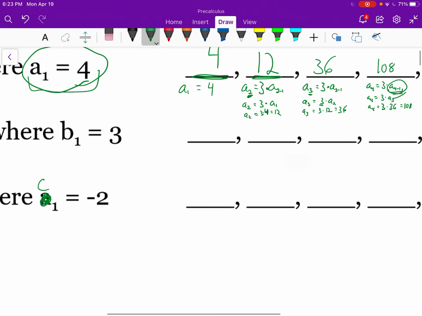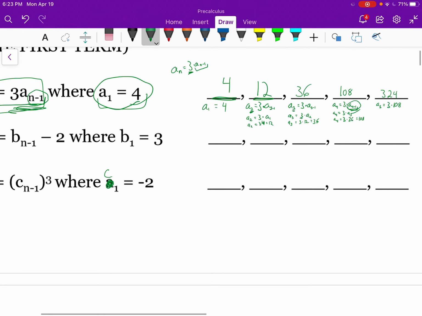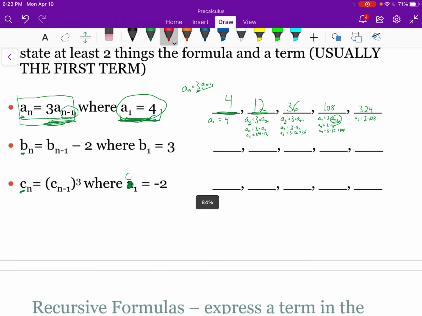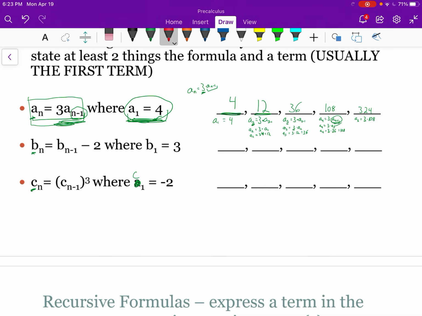So as long as we have a formula and where we're supposed to start, we had to start at 4, and then it was easy from there. Next one, our B sequence is B sub n is B sub n minus 1, so the term before it, minus 2.